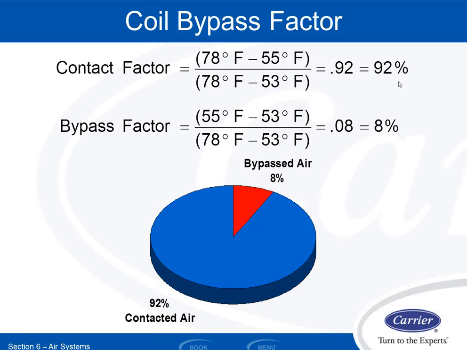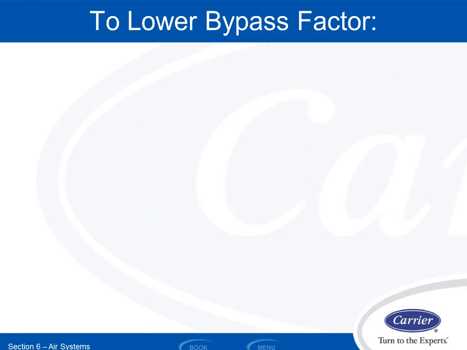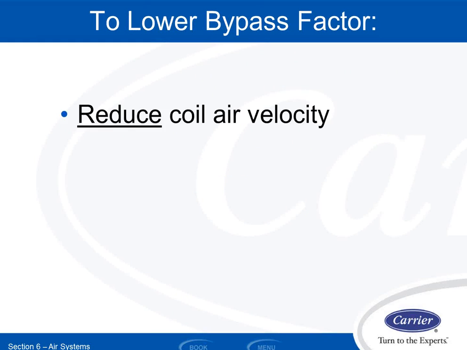So I have 8% bypass, which means 92% of it came in contact with the air. If I want to lower the bypass factor, which means do a better job of cooling and dehumidifying this air, there are several things that I can do. One is I can reduce the coil air velocity. If I move the air through this coil slower, the air is not going to whip through there as quickly, so it's going to have more chance to bounce around a little bit, and bounce around meaning touching a little bit more of those fins. Right, so I can reduce the airflow through there, which gives me more time to have air in contact with the coil, and more likely that I'm going to be able to touch the surface area of the coil and hence reduce the temperature of that air.